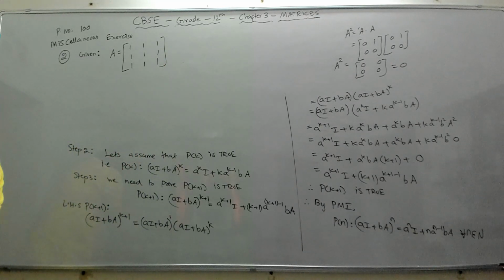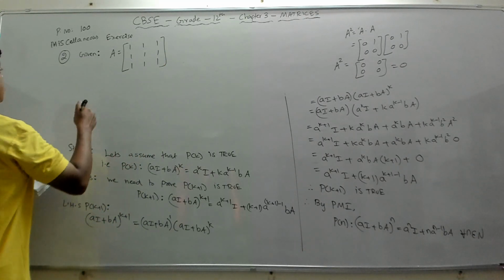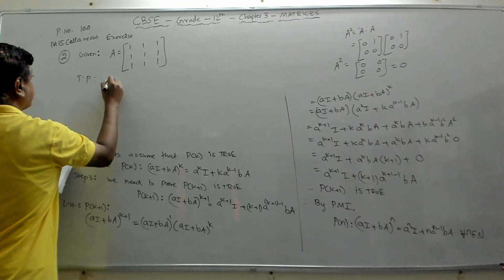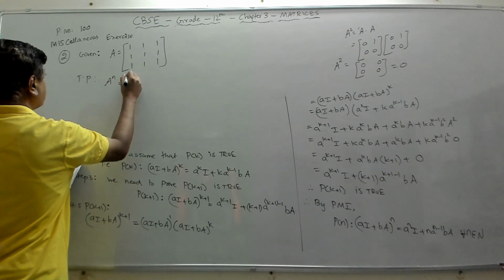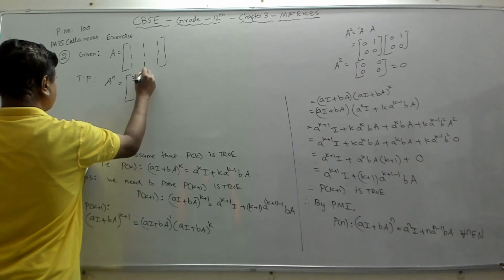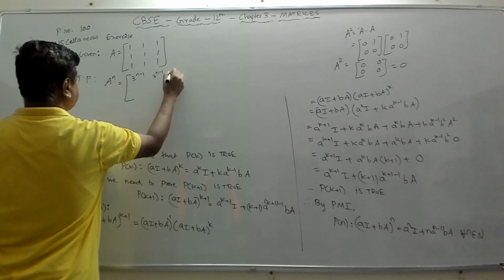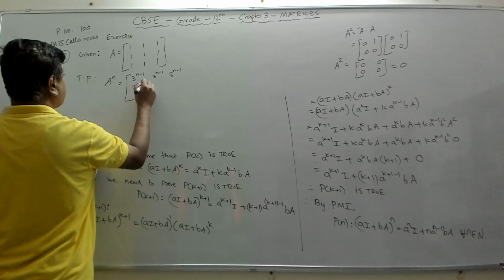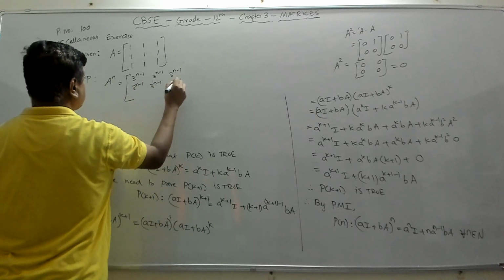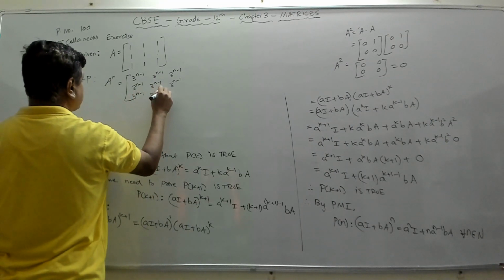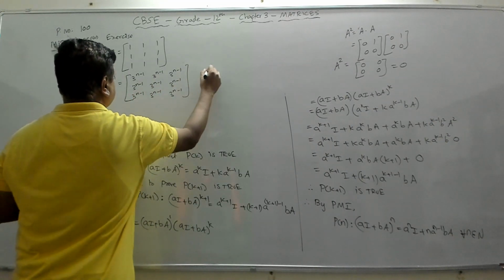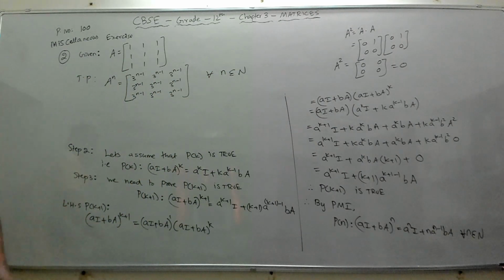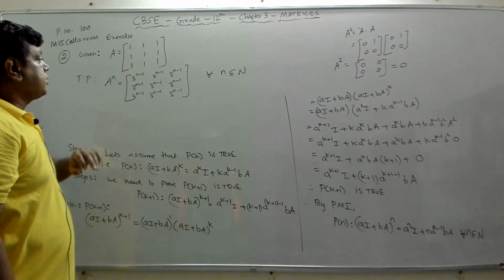And we have to prove that A^n is equal to the matrix with every entry 3^(n-1), for every n belonging to N. We have to prove this. If A is this, we have to prove A^n is this.